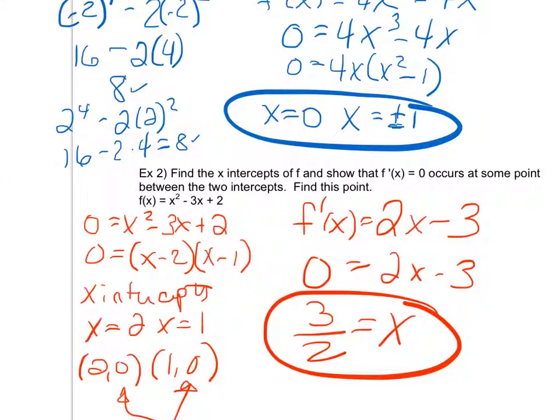So that is it for Rolle's theorem. Make sure your endpoints give you the same y value. If you have two endpoints of an interval giving you the same y value, then according to Rolle's theorem, your derivative has to be 0 somewhere in that interval.